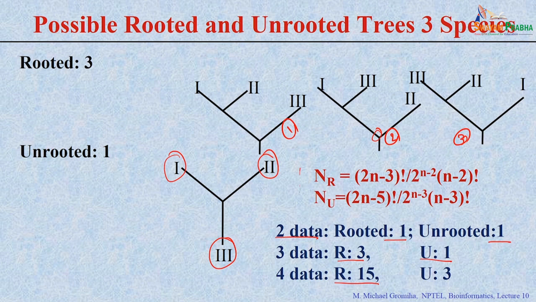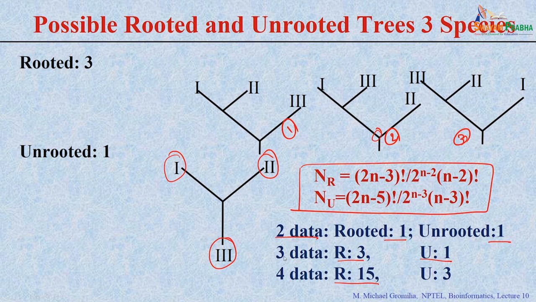So, this is the equation used to calculate the number of rooted and unrooted trees depending upon the organism. So, n is the number of species, and you can use this equation (2n minus 3) factorial divided by 2 to the power (n minus 2) into (n minus 2) factorial. So, this is the equation where we can fit these numbers. So, the number of rooted trees and the number of unrooted trees.